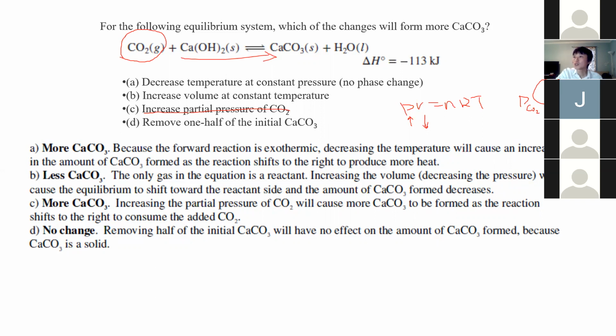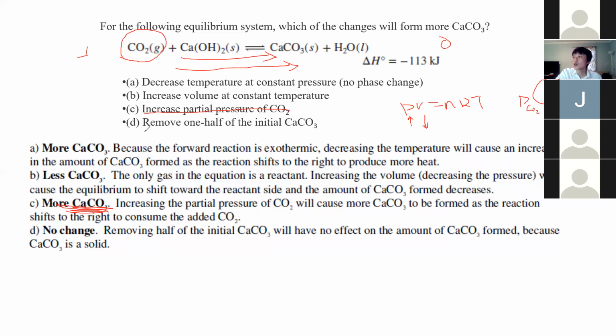If you increase the pressure, that means you lower the volume. This side you have 1 for the gas, this side you have 0. So the reaction is also going to shift to the right, and you're going to have more calcium carbonate.